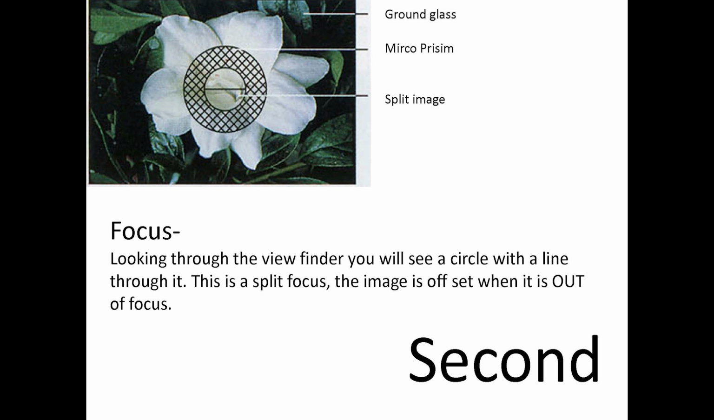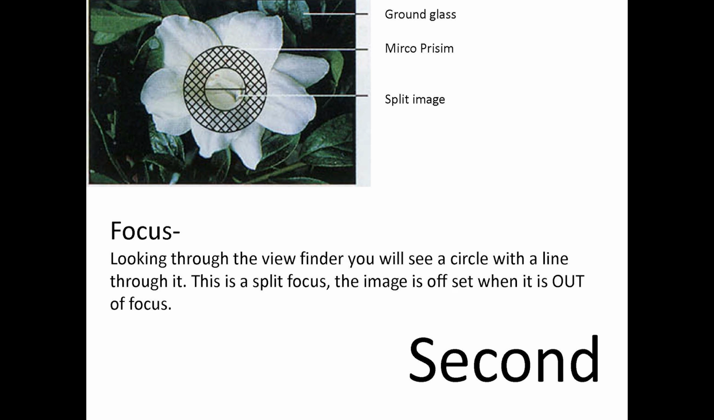The second thing that you need to do when you're taking a picture is focusing. Inside, when you look through the viewfinder, you'll see a thing called the ground glass. That's the whole picture. There's a micro prism, a circle that looks kind of bubbly, and inside that circle there's a second circle with a split image. When you take a picture, you need to make sure that split image is lined up.